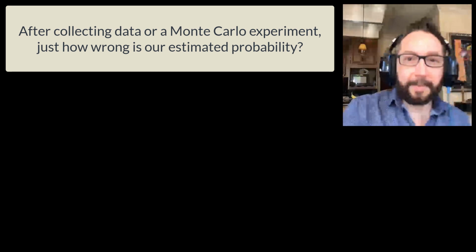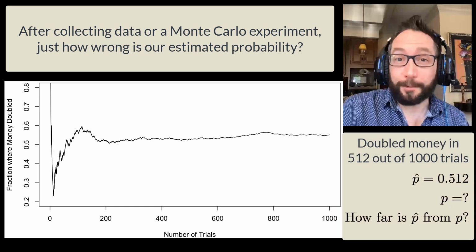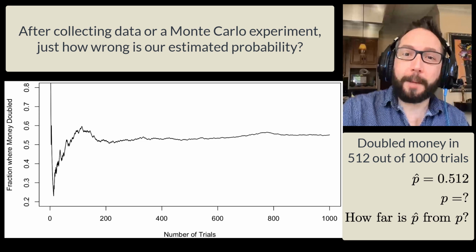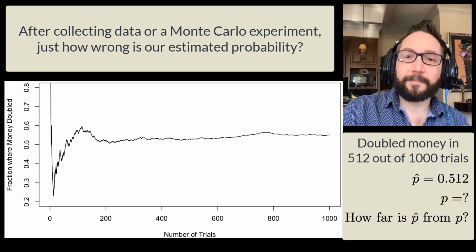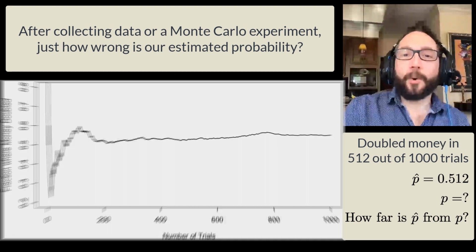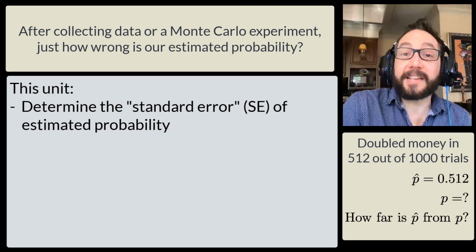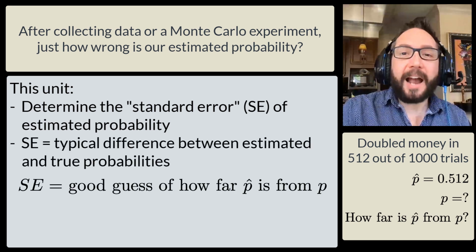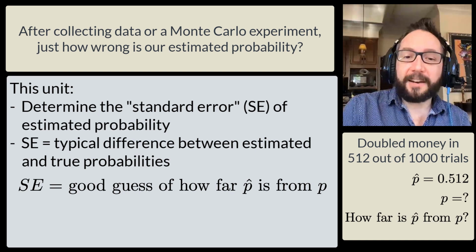With the doubling my money example, I've estimated the probability with my betting system to be 51.2% that I'm going to be able to do this. But how far off is that from the true probability of me being able to double my money using this betting system? And so that's what this unit is going to try to answer. It's going to try to establish what we've referred to as the standard error of our estimated probability, a good guess for how far off our estimate might be from the true probability of that event occurring.